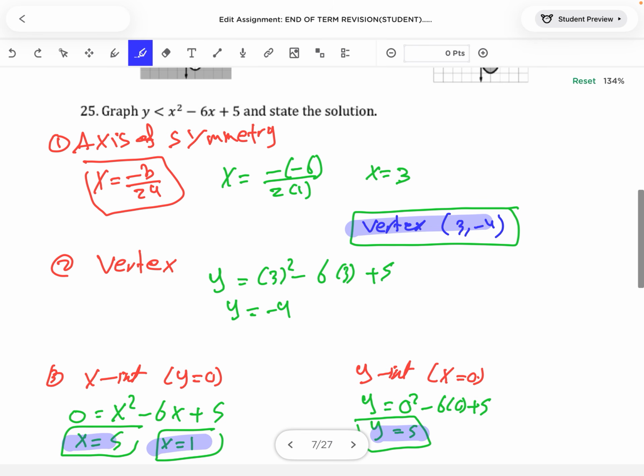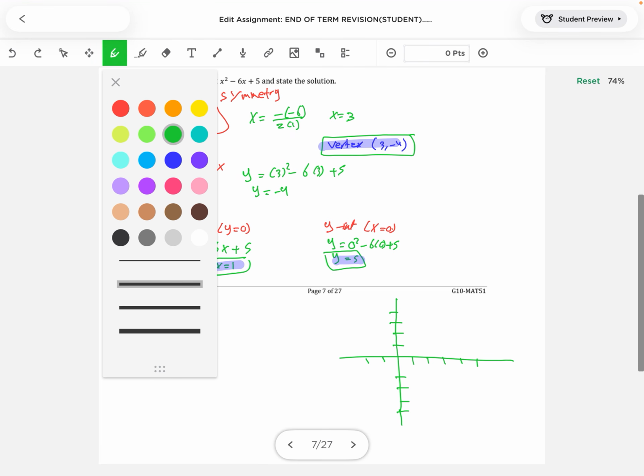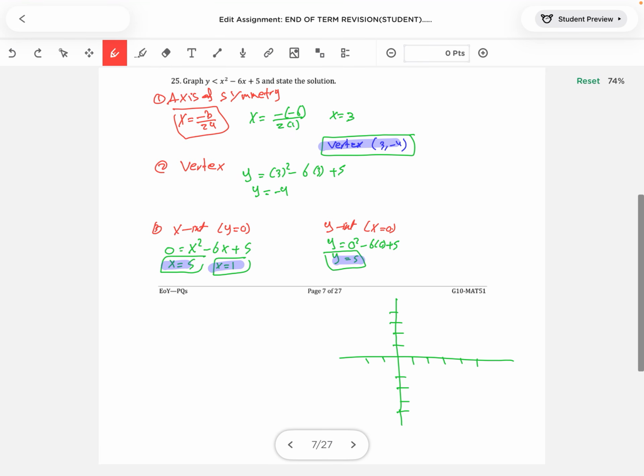graph the parabola. Of course, the xy plane will be given. 1, 2, 3, 4, 5, 1, 2, 3, 4, 1, 2, 1, 2, 3, 4. The vertex is 3, negative 4. So the point is here. We have y equals 5, 1, 2, 3, 4, 5 is here. x equals 1, x equals 5, 2, 3, 4, 5.